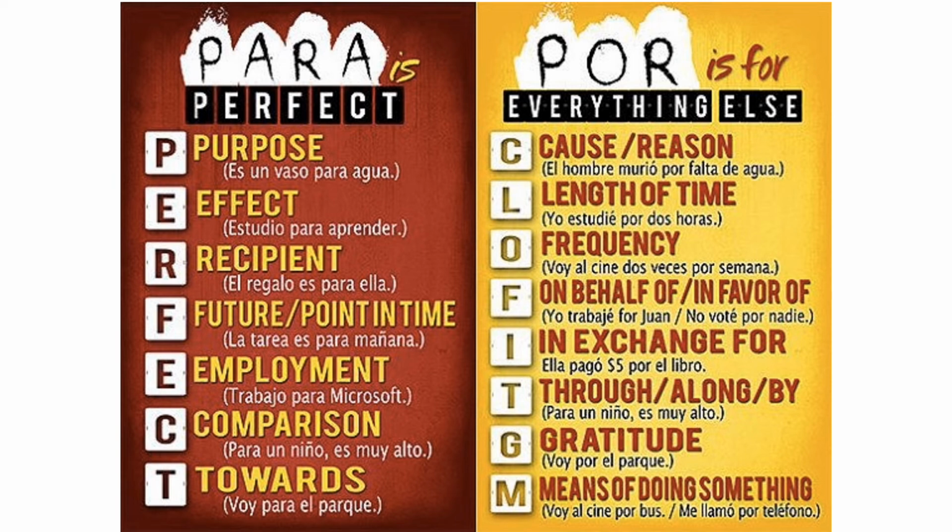On behalf of or in favor of, we have talked about yo trabajé, I worked for Juan. So I worked in place of him. I worked on his behalf. In exchange for is actually the exact same thing as in place of, right? It says, ella pagó, she paid, past tense preterite, $5 por el libro. She paid $5 for the book.